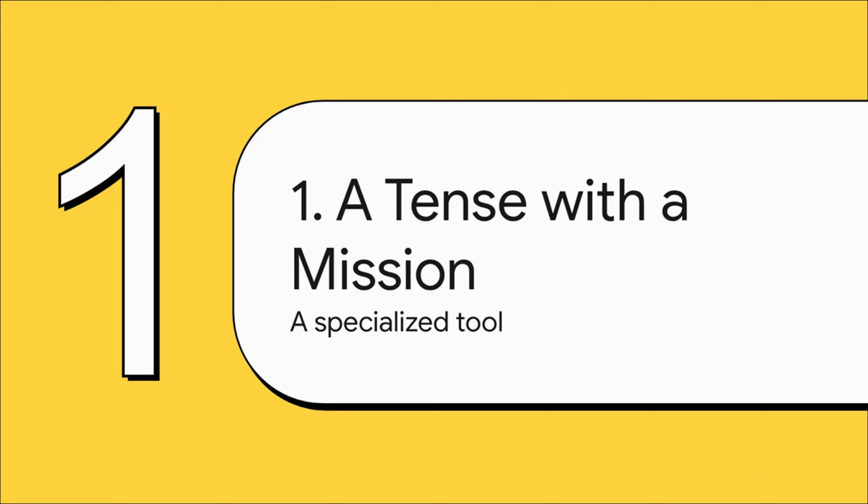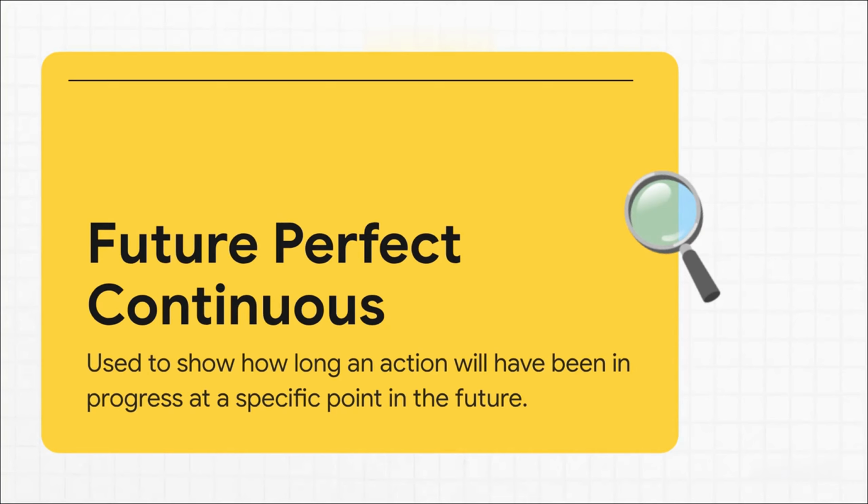So instead of thinking of this tense as complicated, let's think of it more like a specialized tool. It's got one very clear mission. And here's the secret, the whole key to understanding it. It's all about one word, duration. See, it's not just about something that will happen in the future. It's about measuring the length of that action as it leads up to a specific future moment. It's literally built to answer the question, for how long?